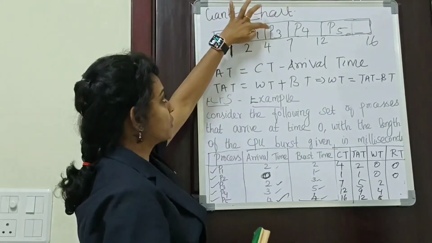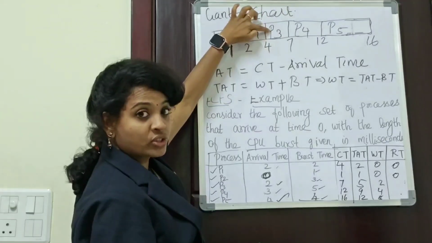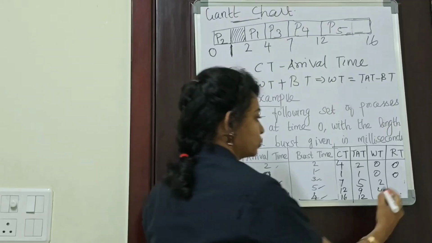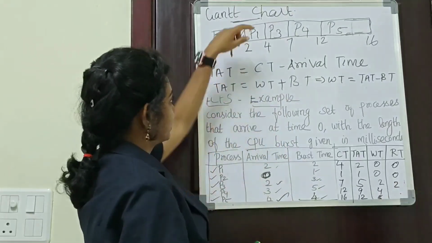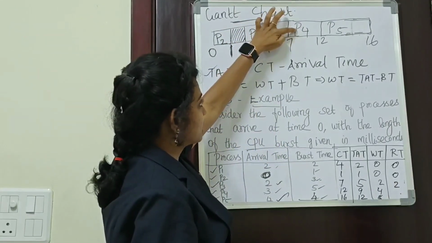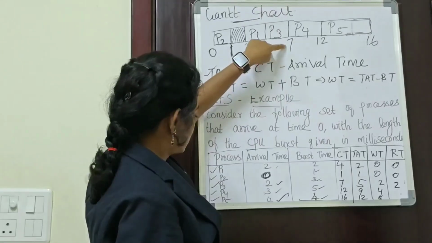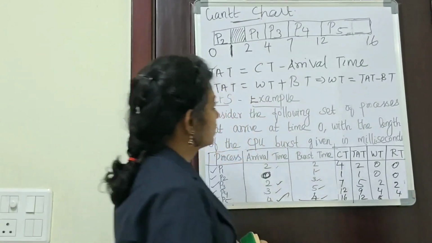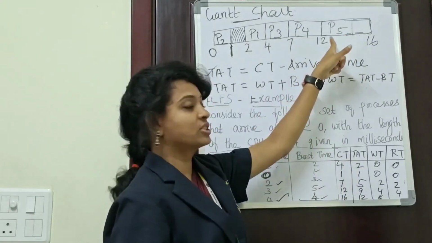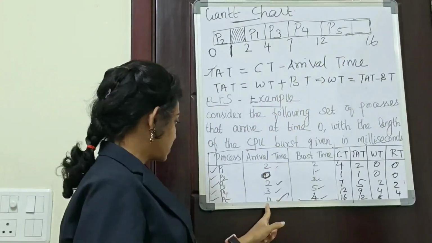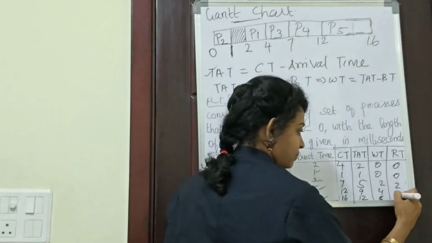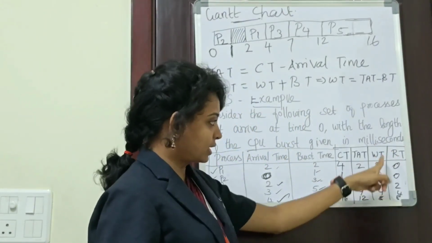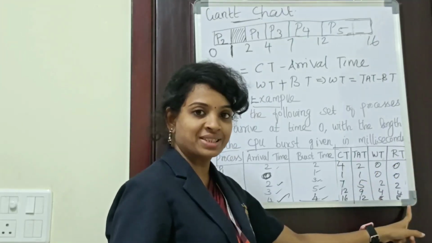The next, P3, starts its execution at 4, so 4 minus 2, 2. P4 starts its execution at 7, so 7 minus 3, 4. Then P5 starts its execution at 12, so 12 minus 4, 8. So this is the response time. Here you can see that the waiting time and the response time are the same.